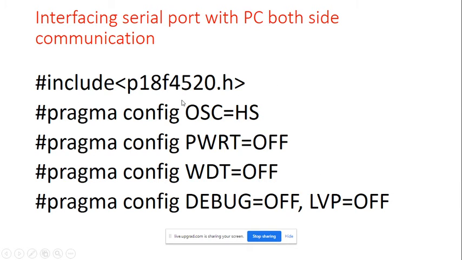the first step: including the IC header file, that is PIC 18F4520. Then we configure the various configuration registers: oscillator as high speed, PWRT not necessary so it is off, watchdog timer not necessary since we can directly reset the controller so it is also off, debug is off, and LVP, low voltage programming, is also off. These tips are common for all PIC microcontroller practicals.